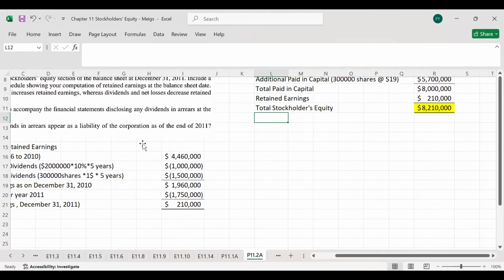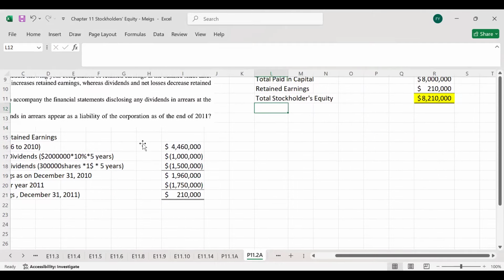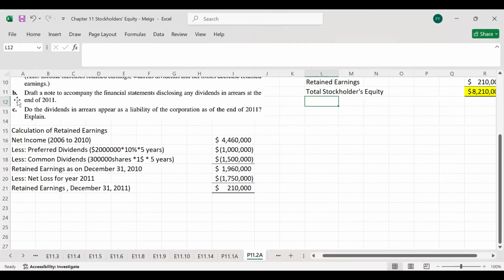In this problem, we had a net loss for the year 2011. So we deduct it from the previous retained earnings. So this is the treatment of net loss.